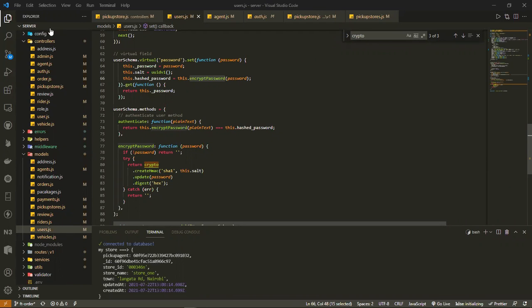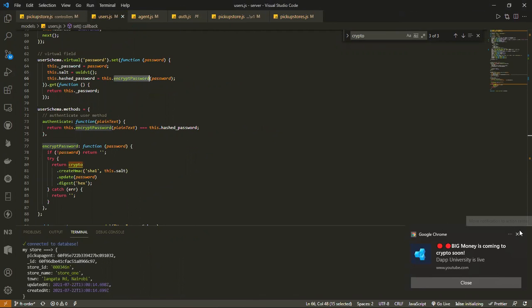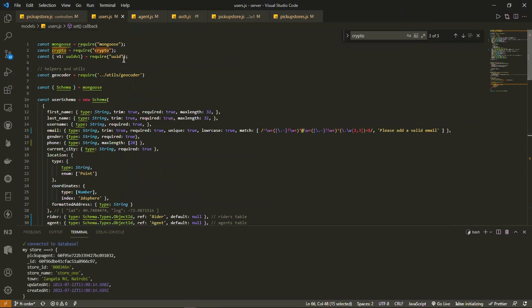So these are simple encryptions that I've done using... sorry. So I've actually used this library called Crypto.